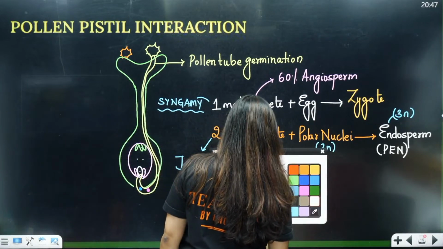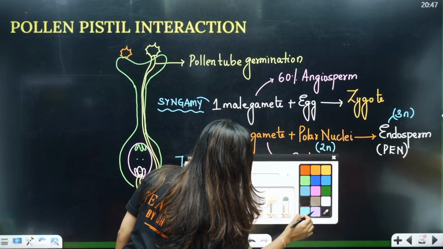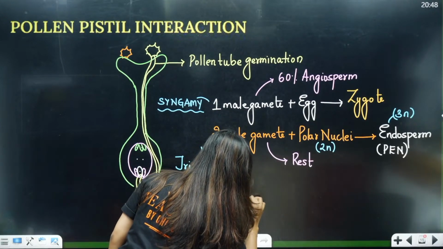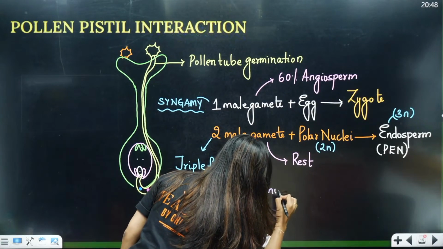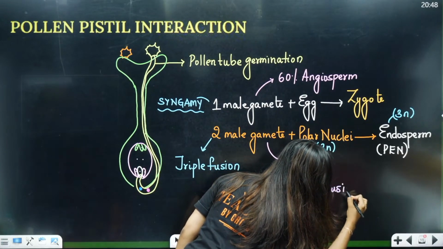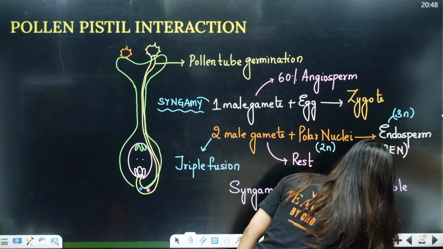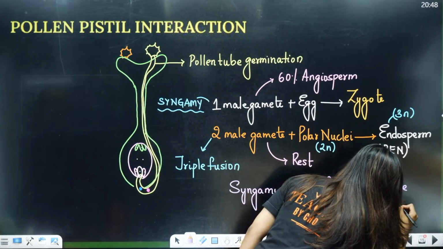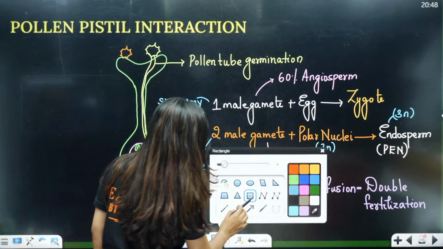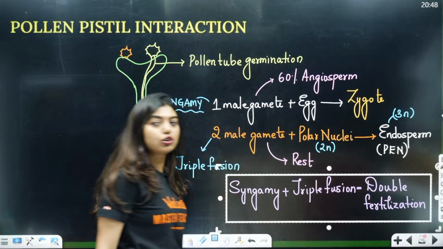Now remember this very carefully, that syngamy plus triple fusion is equal to double fertilization. Yes or no? Two fertilizations are happening, right? Double fertilization. Okay, double fertilization. So this is the formula that all my students have to remember. What is it? Syngamy plus triple fusion is equal to double fertilization.